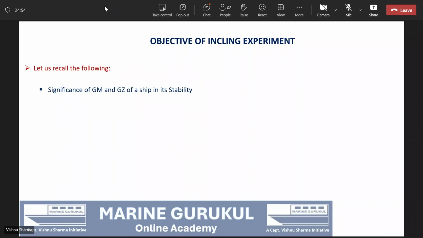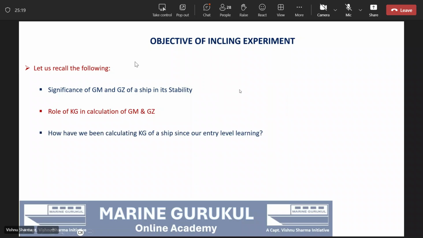These are the criteria which define the static stability of the vessel. And we also know that whether it is GM, where KG is required, KM minus KG minus FSC, or GZ, KM minus KG sine theta. So whether it is GM or GZ, KG is required for both of them.